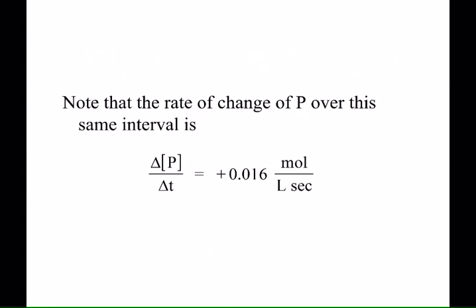I'm not going to do it, but if you go back and look at the column for the product, and you come up with the change in molar concentration of the product over that same time interval, and divide by the change in time, 5 seconds, you're going to get a positive 0.016 moles per liter per second.